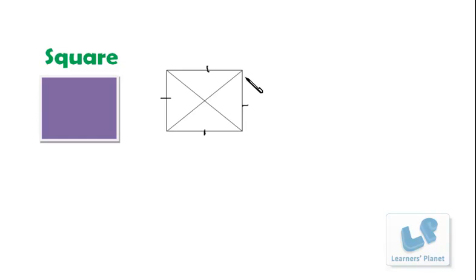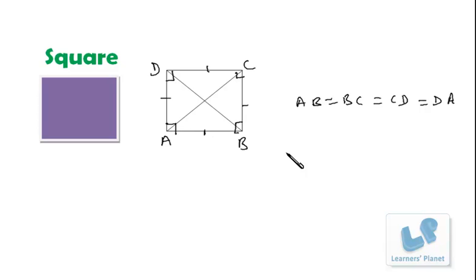Okay, these are the diagonals. I suppose this square is ABCD. Here AB is equal to BC is equal to CD is equal to DA, and each angle is of 90 degrees. Angle A is equal to angle B is equal to angle C is equal to angle D, that is 90 degrees. Now AC and BD are diagonals.